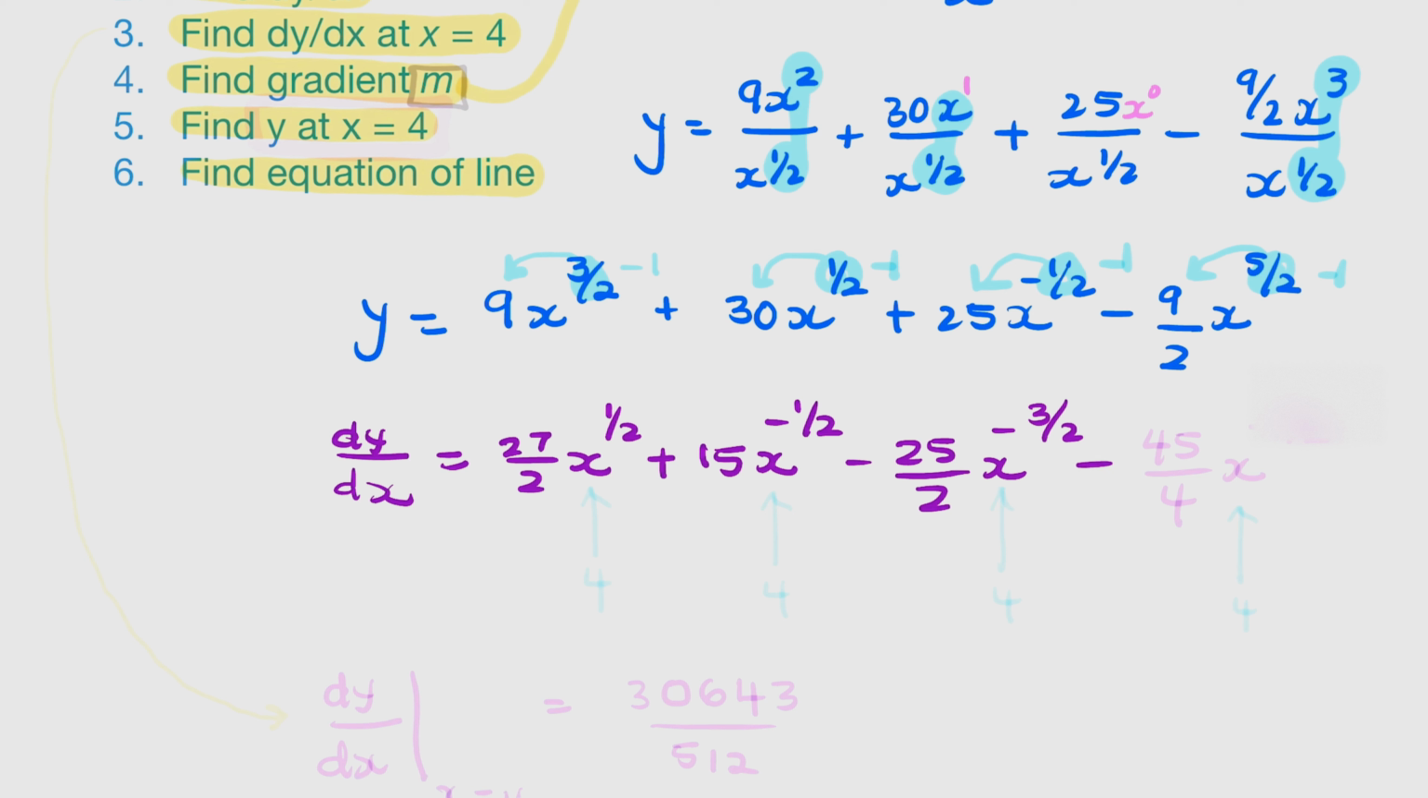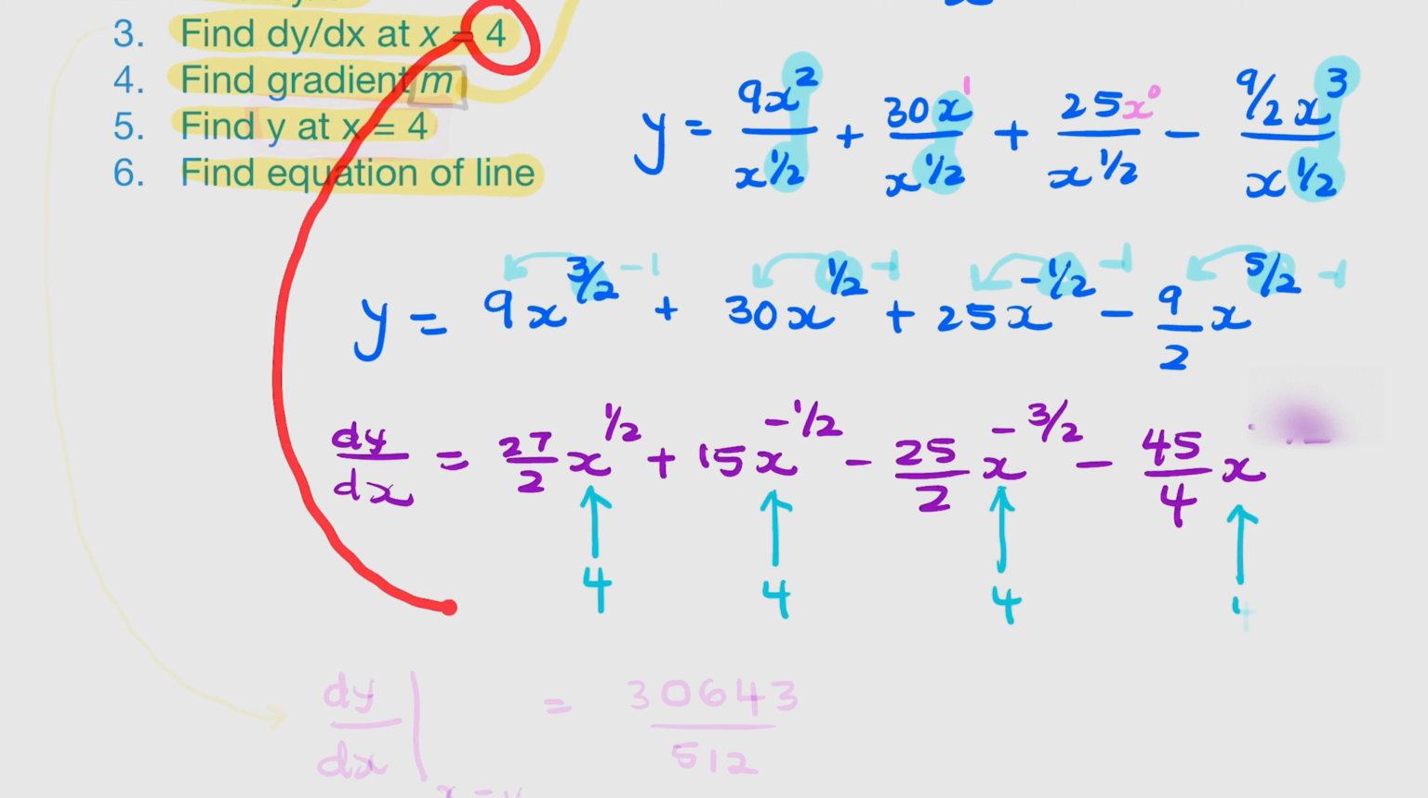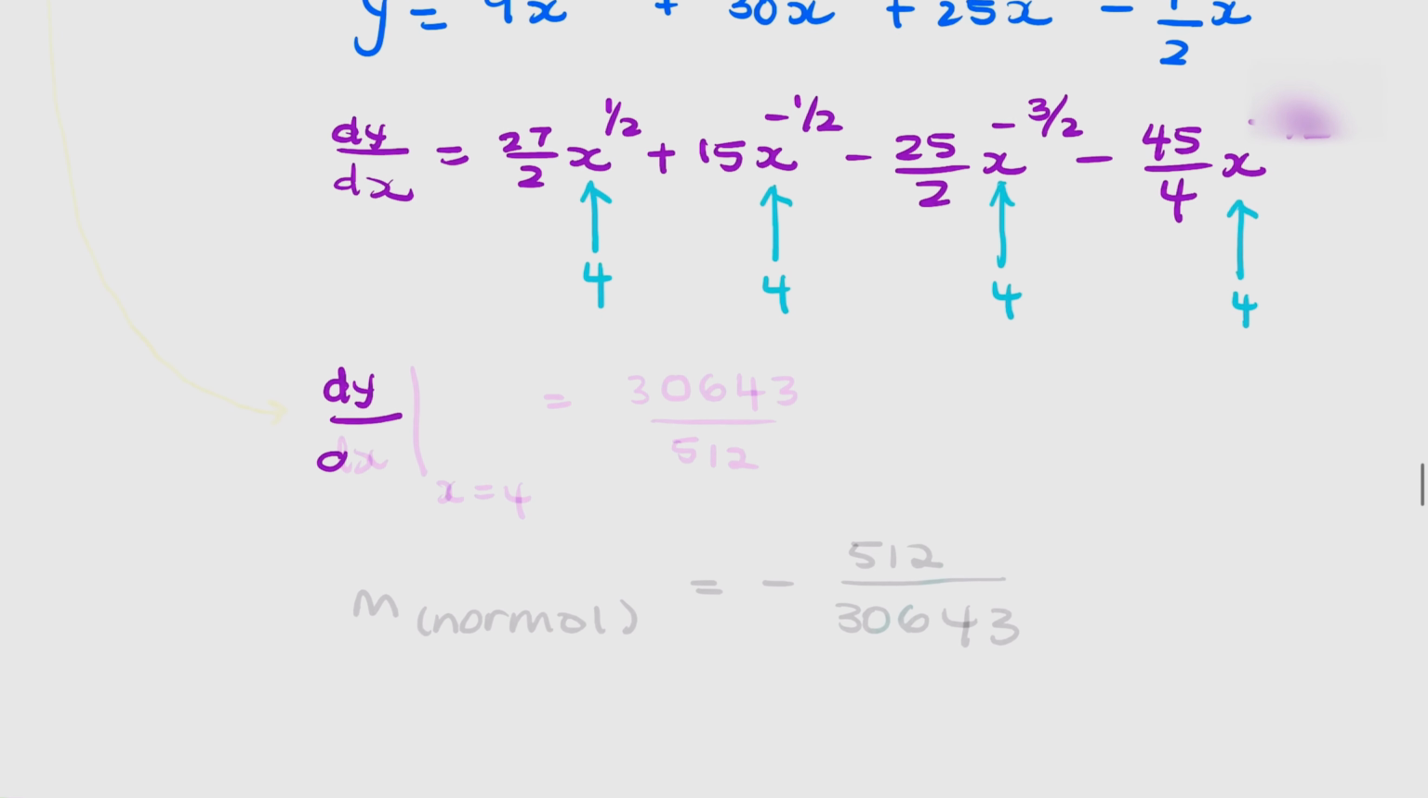minus 45 over 4x to the minus 7 over 2. So that's dy by dx. It's quite a large expression, but what we want is to find the value of dy by dx when x equals 4. So we substitute 4 into each of those terms to give you dy by dx at the point x equals 4.